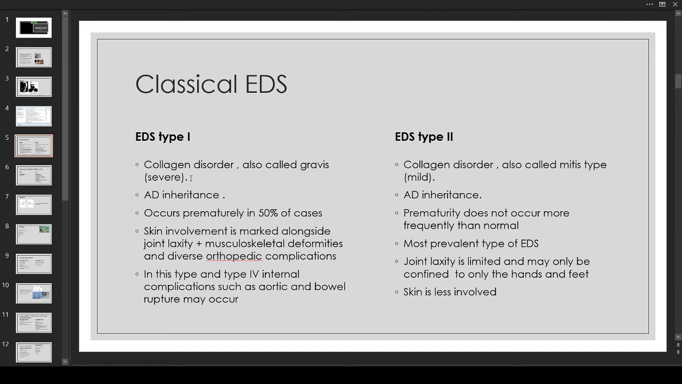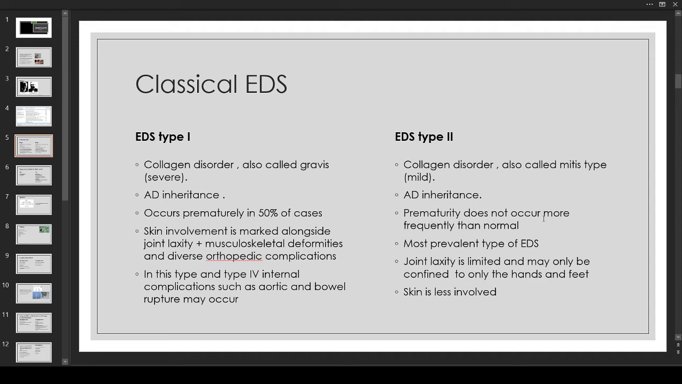In EDS type 1, skin involvement and joint laxity are marked alongside the musculoskeletal deformity and the diverse orthopedic complications. Now, type 2 shares most of these similarities, but they are less expressed, meaning it is also autosomally inherited as type 1. It is also a collagen disorder. Same thing, but it's a milder form. It does not occur prematurely. The joints are less lax, and the skin is less involved in all of these actions.